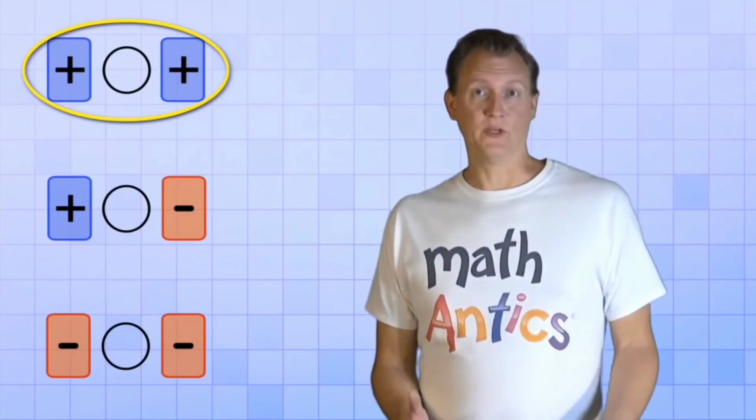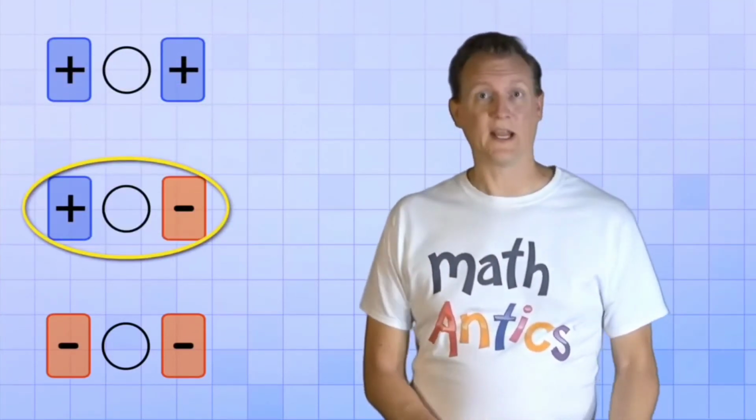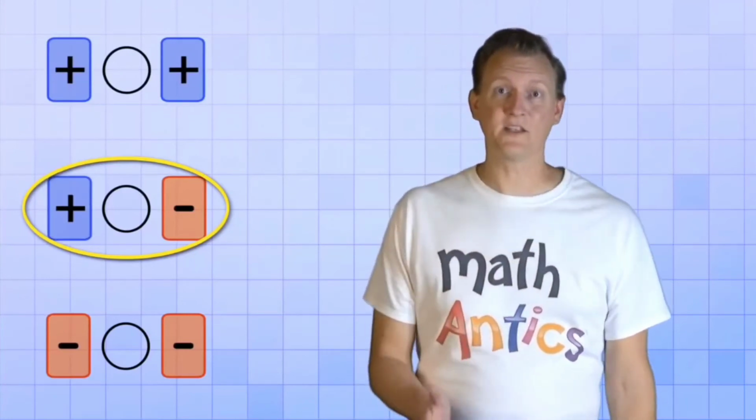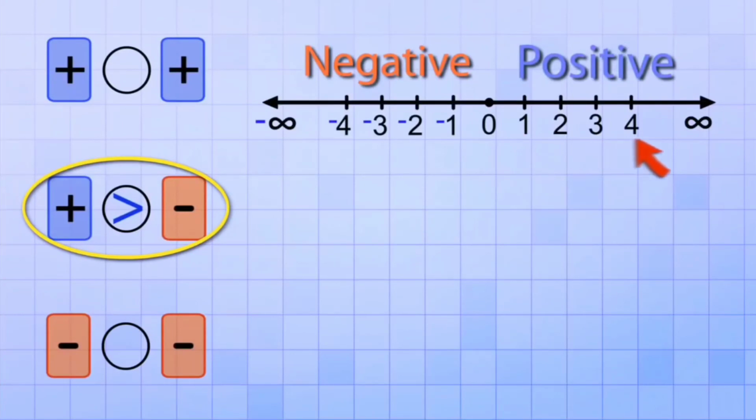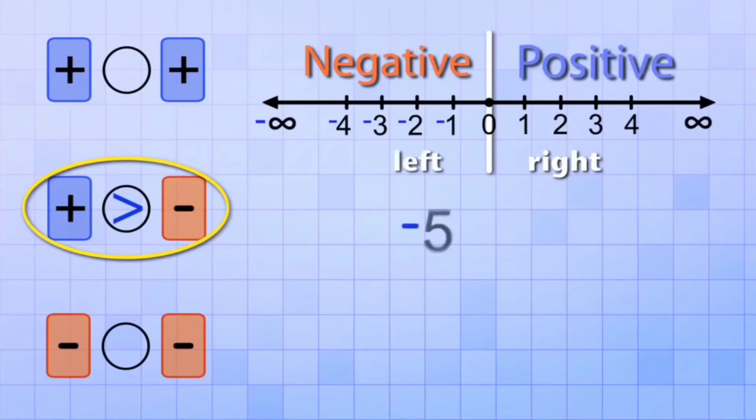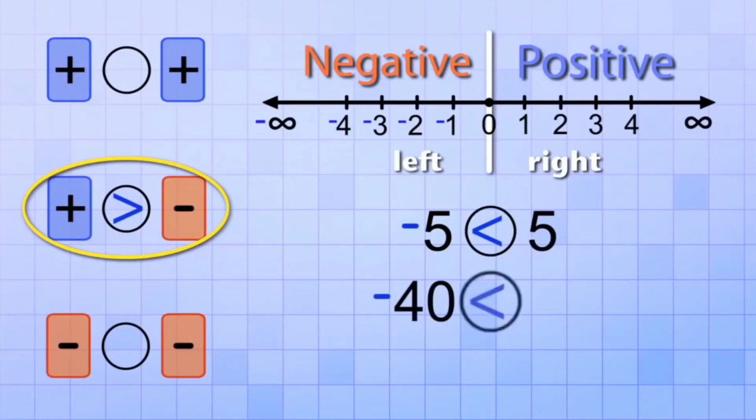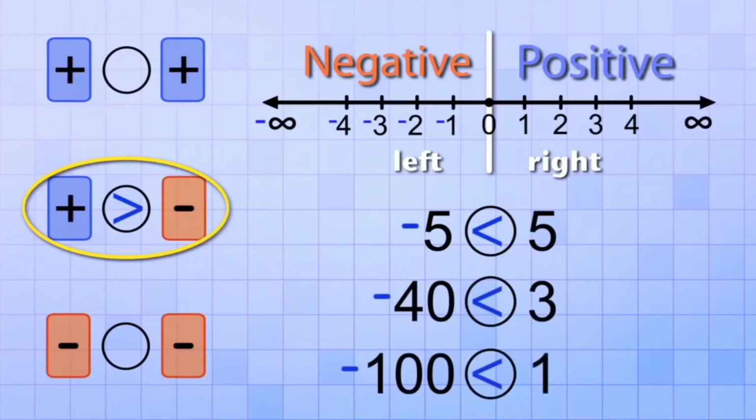It's also really easy to compare a positive integer and a negative integer, because a positive number is always bigger than a negative number. All of the positive numbers are on the right side of the number line, and all of the negative numbers are on the left. So -5 is less than 5, and -40 is less than 3, and negative 100 is less than 1.